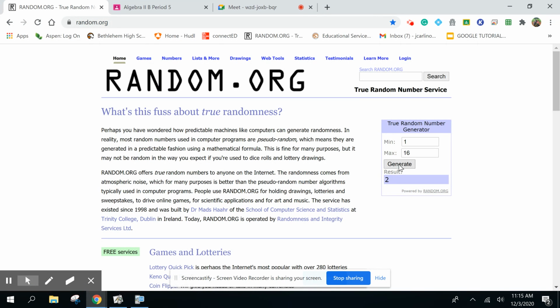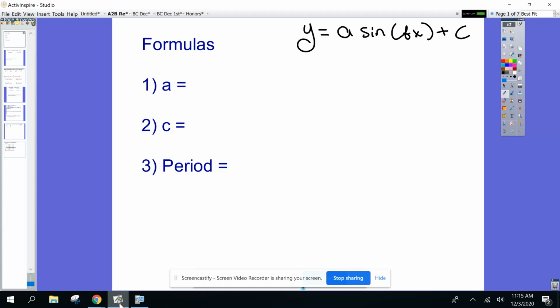Here we go, number 2. Isaiah, start us off. Look through your notes if you have to. A value. How do I find the A value? I do what? The max plus the minimum over 2.